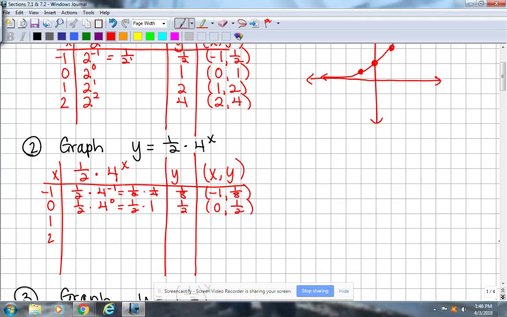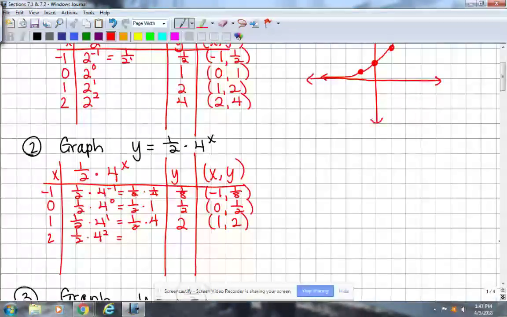Then we plug in 1 for the exponent. So it's a half times 4 to the 1 power. What's 4 to the first power? What's a half times 4? And last we do a half times 4 squared. Exponent comes first. 16. So half of 16 equals 8.